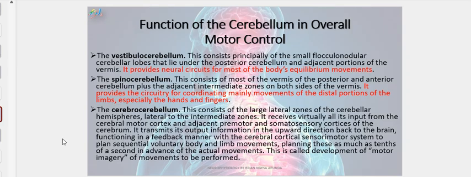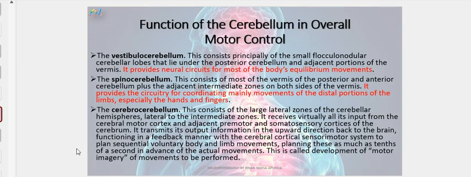We also have the spinocerebellum. This consists of most of the vermis of the posterior and the anterior cerebellum, plus the adjacent intermediate zone on both sides of the vermis. It normally provides the circuits for coordinating many movements of the distal portions of the limbs, especially the hands and the fingers.